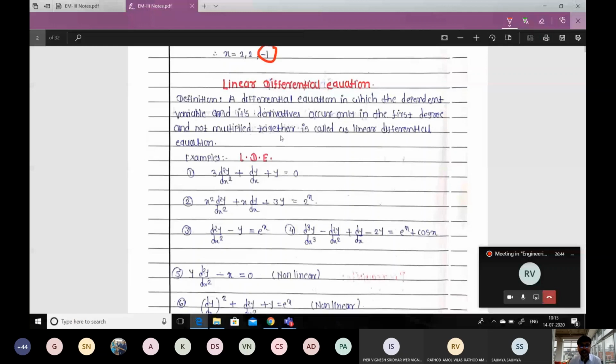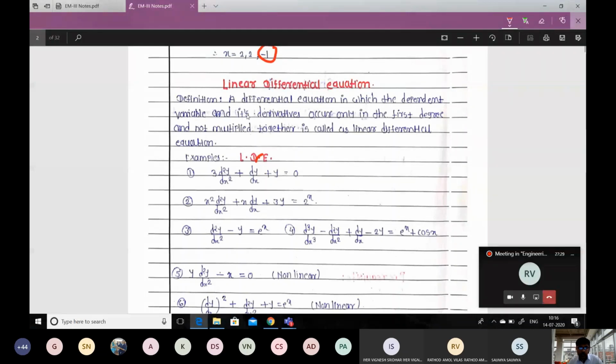A differential equation, that means it must include a derivative term because of the differential operator. Equation means it must have an equal to sign. In which the dependent variable, that means it must include some dependent variable and the derivative of that dependent variable with respect to another variable. That other variable is nothing but the independent variable. So here in the example, first we can see d2y by dx square. Here the dy by dx term occurs. Why? Because y depends on x. So y is the dependent variable, whereas x is the independent variable.